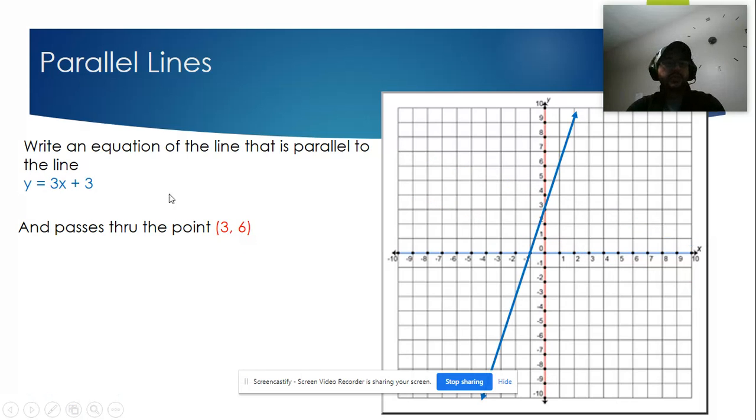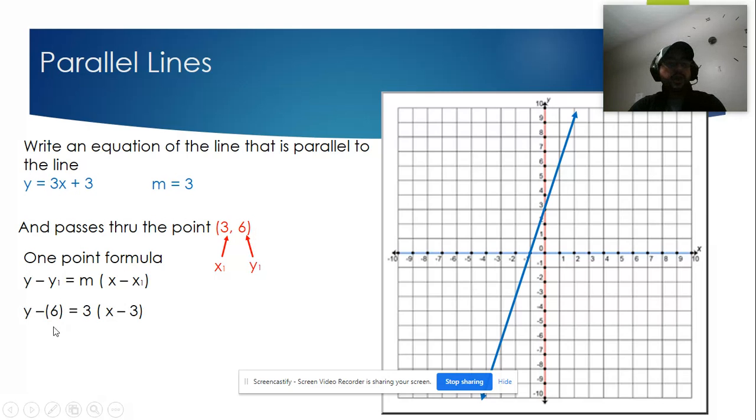Let's see another example. Let's say we had this equation, and I want to write the equation of another line that passes through this point with the same slope, which in this case is 3. So I'm going to use the point-slope formula: y minus y sub 1 equals the slope times x minus x sub 1. So label my point x sub 1, y sub 1, and then fill out the formula. y minus 6 equals 3 times x minus 3. Then simplify, getting rid of the parentheses with the distributive property in order to solve for y.